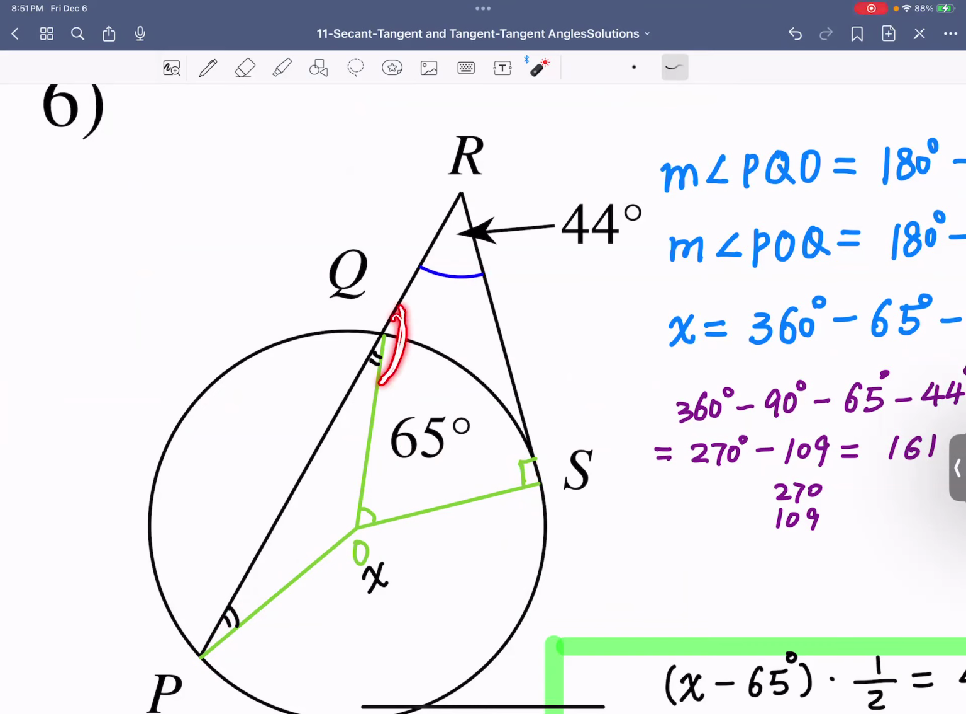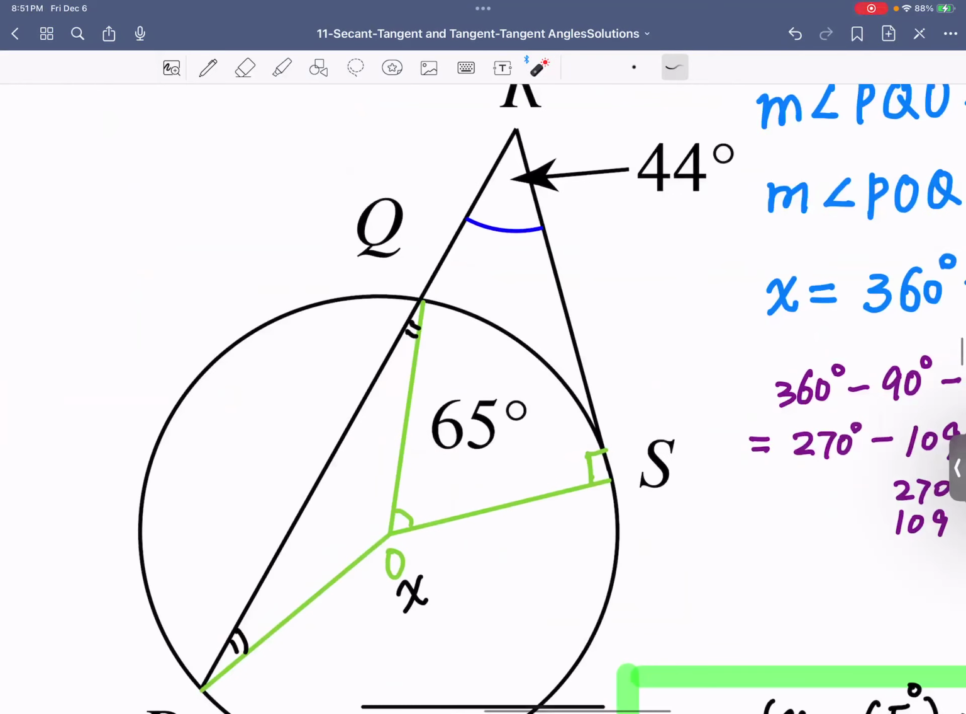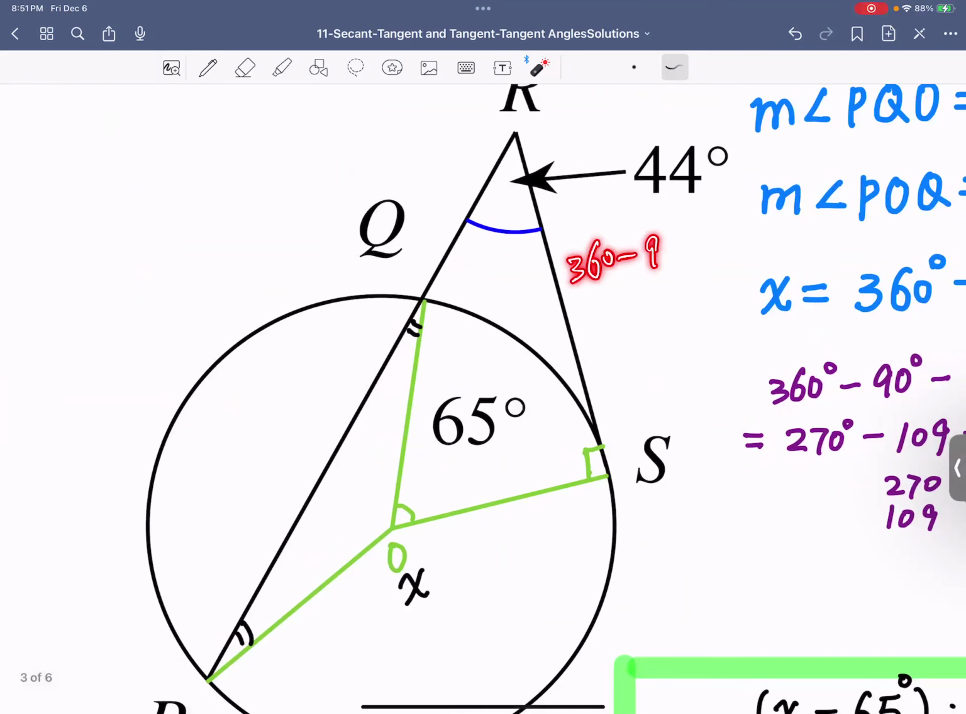So we can take 360 minus, good, very good, yes, 44 plus 65 plus 90. You know, my smart students always remember the things I taught them. Very good. How much is this? Everybody do your calculation. We don't use a calculator. You either use mental math or you just write it down manually. How much?